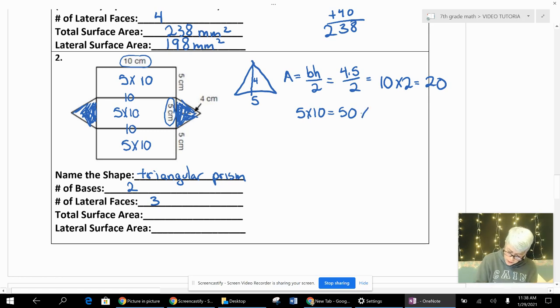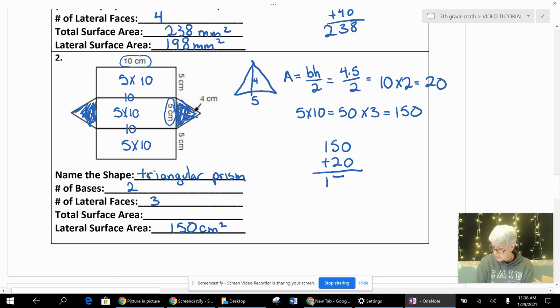So all 3 of my lateral faces are 50. So let's go 50 times 3 is 150. So lateral does not include the bases. So it is those 3 sides. These 3 sides right here is 150 centimeters squared. Now let's add the bases. 150 plus 20 is 170.